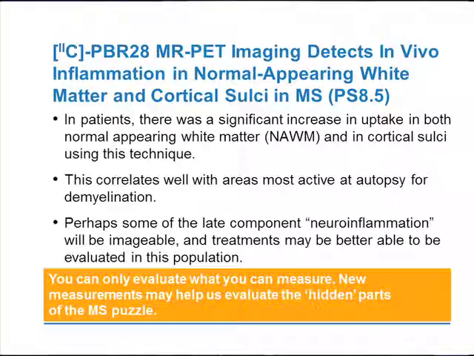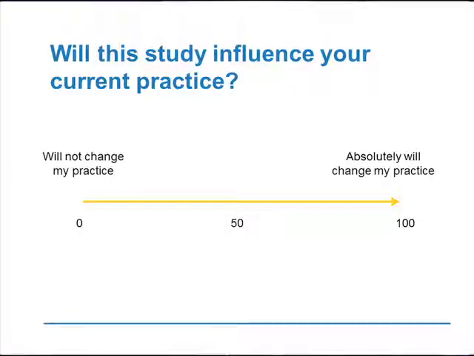And we know that you can only evaluate what you can measure. And new measurements will really probably help us evaluate the hidden parts of the MS puzzle. So I think this may be very beneficial going forward in terms of study design and analysis of what we are doing with inflammation in this population. So the question would be, would this influence your current practice? Probably not in our practice, just because we don't quite know what to do with this. But I think what it may influence is some study design and also continue to look for anti-inflammatory measures in the population later in disease.